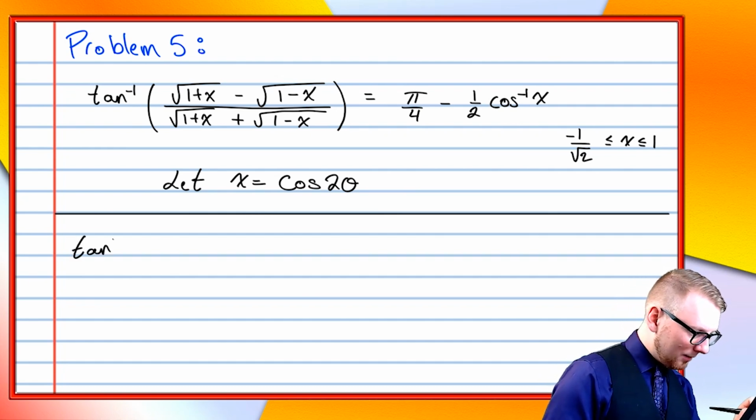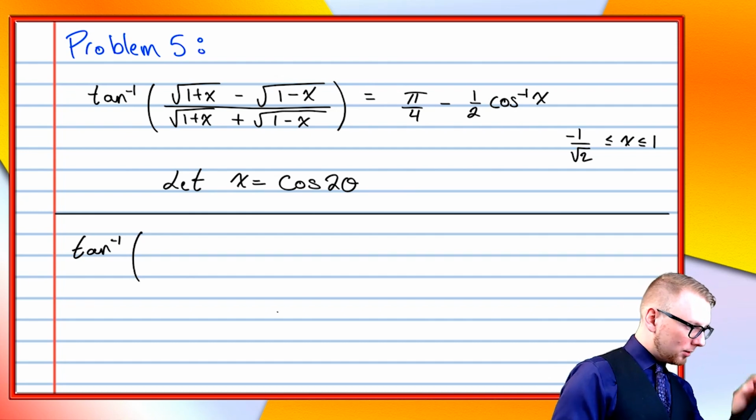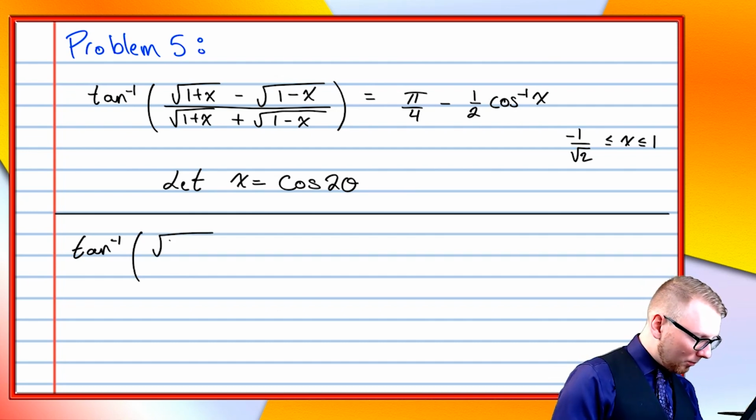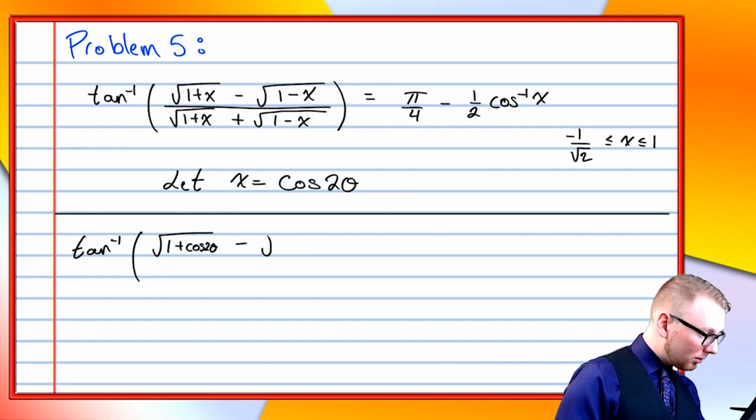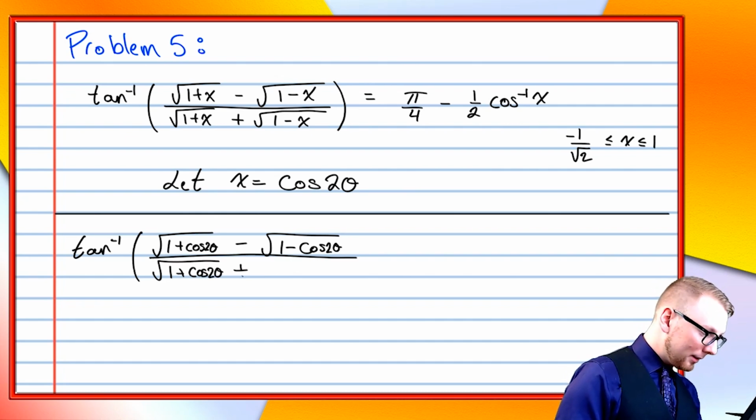Let's do tan inverse. Oh, this is a big one. 1 plus x. Well, the square root of 1 plus cosine of 2 theta minus the square root of 1 minus cosine of 2 theta all over the square root of 1 plus cosine of 2 theta plus the square root of 1 minus cosine of 2 theta. Oof.